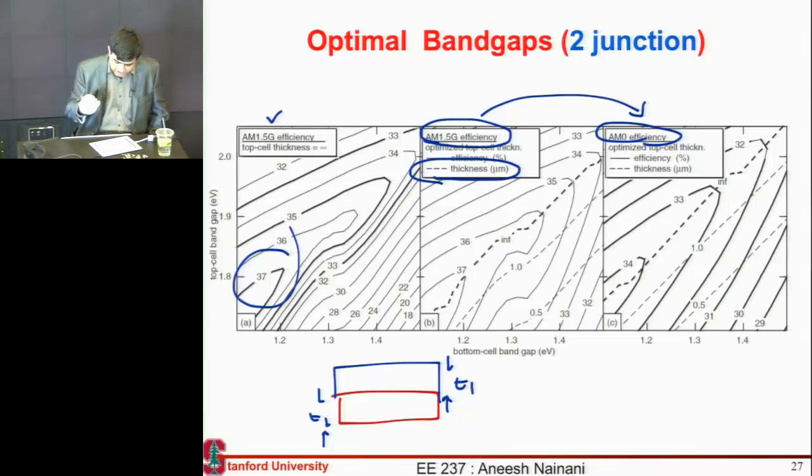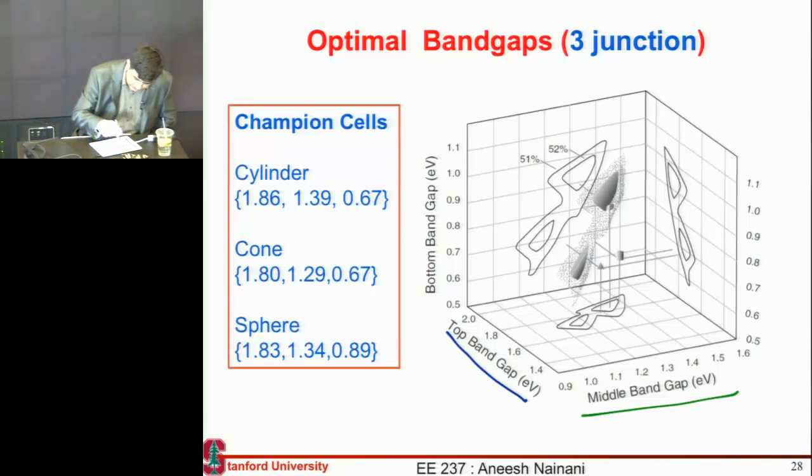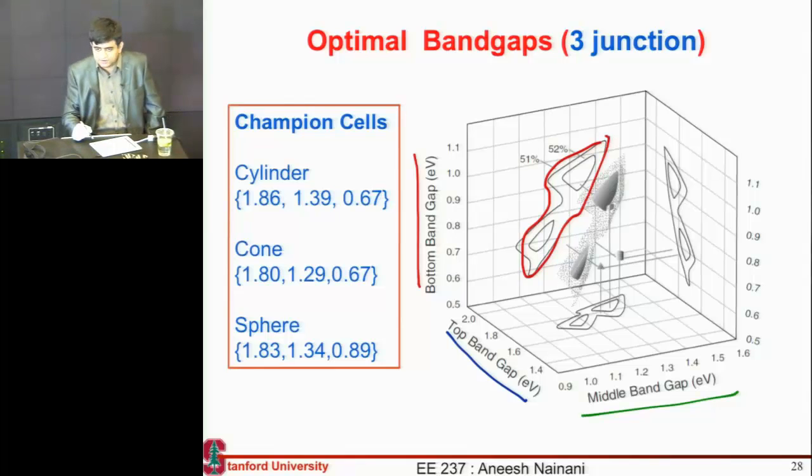So if you thought this was difficult for 2 cells, now try doing it for 3 cells. This is what people who design these cells have to do on a routine basis. Instead of drawing these contours, now they have to draw these 3-dimensional contours where you have the top band gap material over here, the intermediate band gap over here, and the lowest band gap over here. And you get these contours which will give you the maximum efficiency you can get if these things are series connected, just like the way you did it in your homework problem.